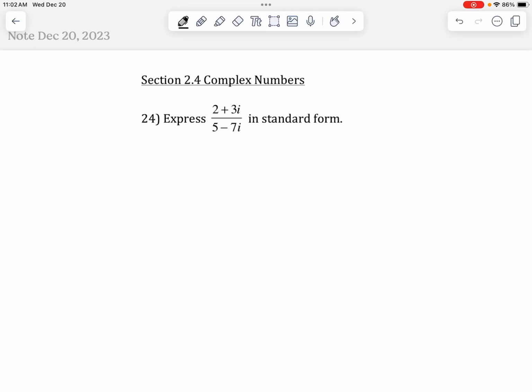And now for some complex numbers. They're both called complex numbers or imaginary numbers. They're interchanged quite often. So express this, which is basically saying if you divide two imaginary numbers, how do you divide two imaginary numbers and simplify your answer? So you start with the original 2 plus 3i gets divided by 5 minus 7i.